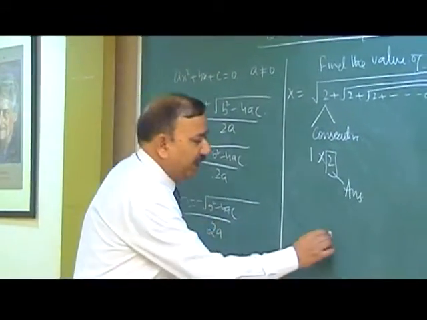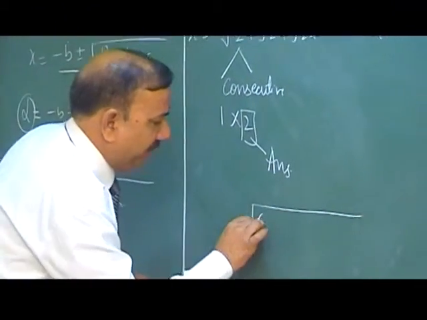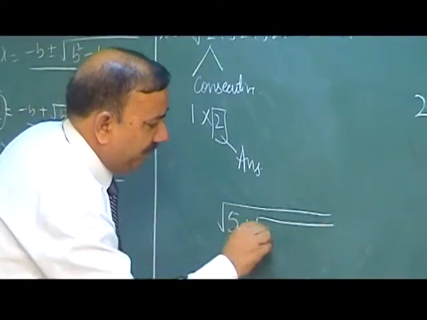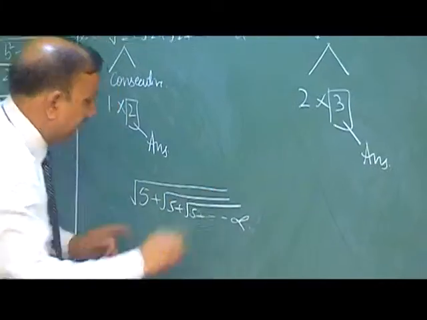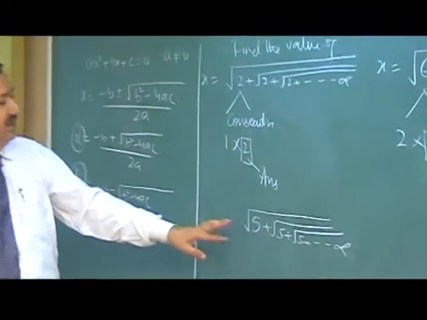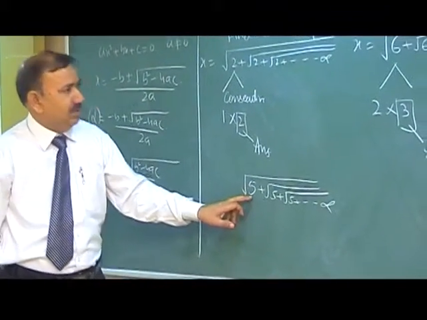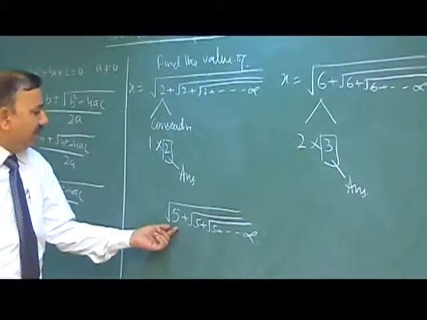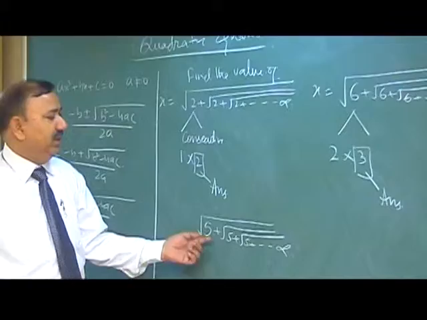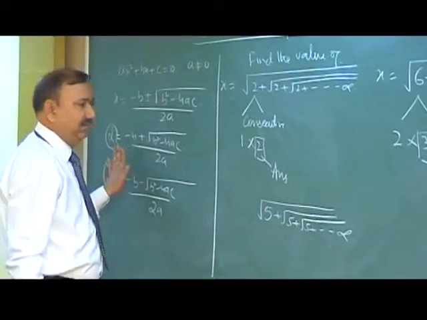And suppose we have this question, under root 5, under root 5, under root 5 up to infinity. So here there are no such numbers, this cannot be split. 5 cannot be split into two consecutive numbers. We cannot have two consecutive factors of 5. So here we have to use this method.